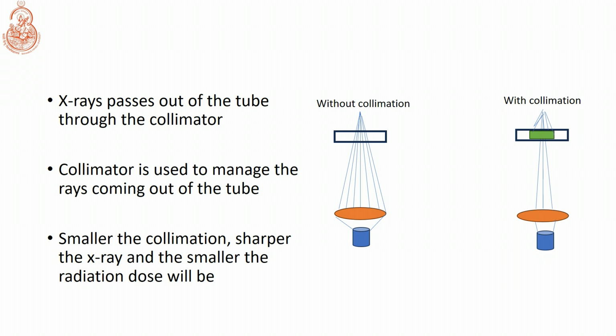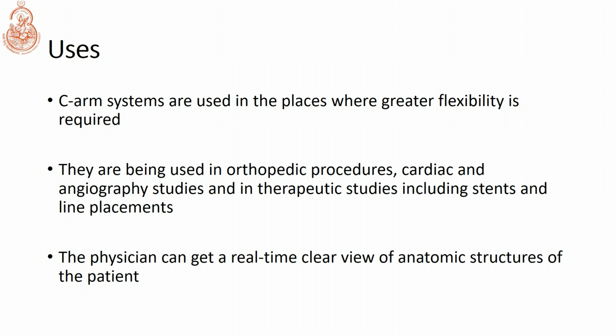The X-ray passes out of the tube through the collimator, and the collimator is used to manage the rays coming out of the tube. The smaller the collimation, the sharper the X-ray and the smaller the radiation dose will be. So we are always supposed to use a collimator that provides a very good image. The advantage is not only with image production but also with the radiation dose. It cuts short the scatter radiation and gives a sharper X-ray image.